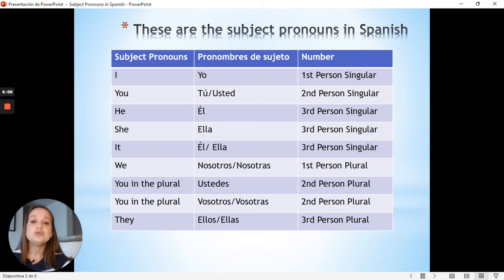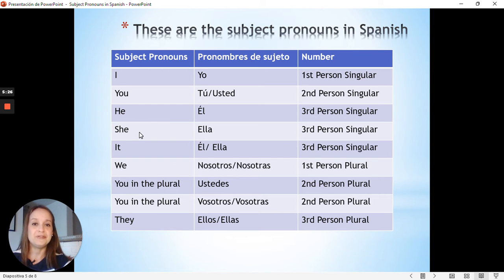So you have to use usted to address your conversation toward that person. Then we have third person in the singular. Third person in the singular is going to be he for English, masculine and singular subjects. Él en español, masculine and singular subjects.